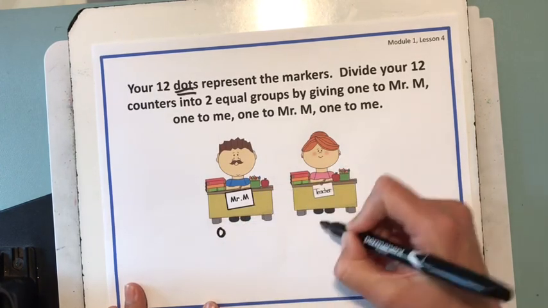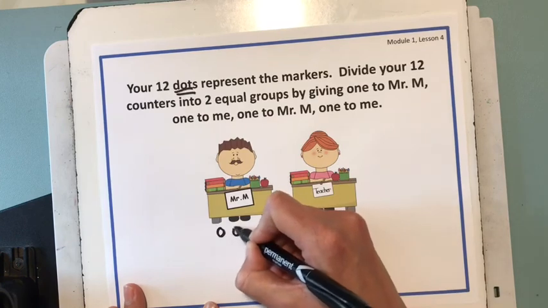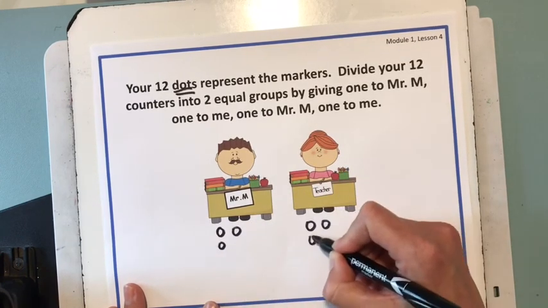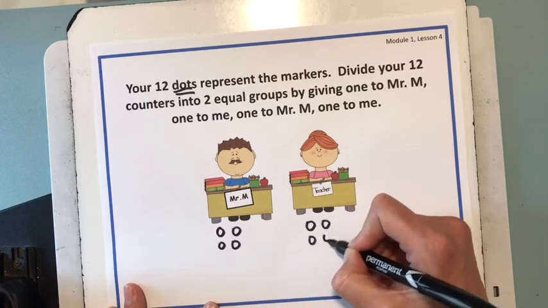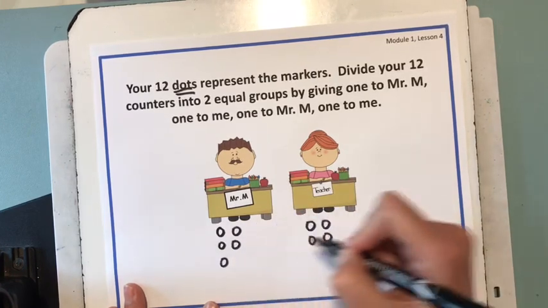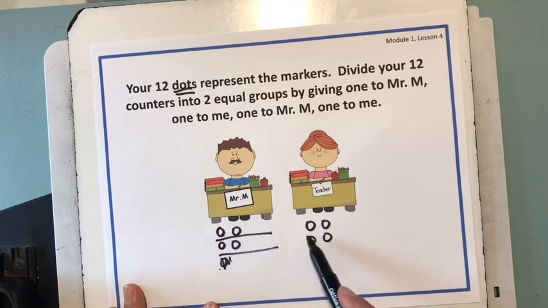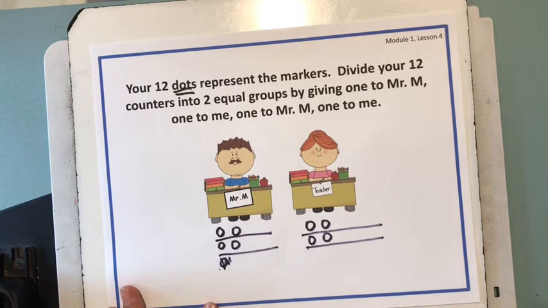So he gets 1, I get 1. He gets 1, I get 1. Oops, I did it wrong. I can only have 2 groups, 2 rows here. Oh no. That's okay. We all make mistakes, right?